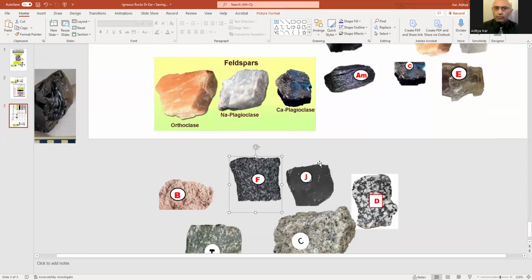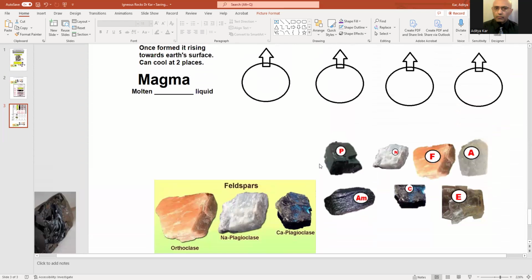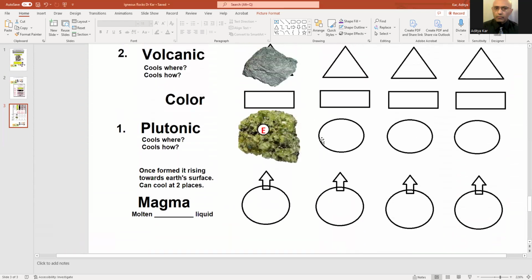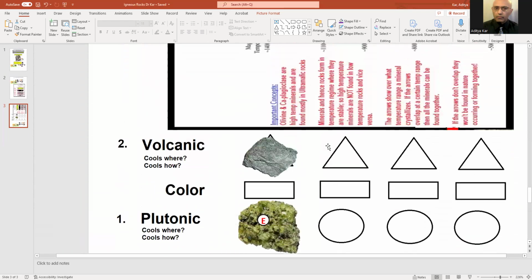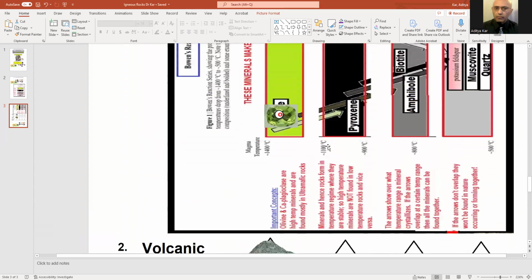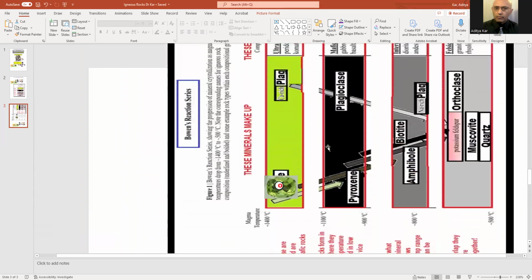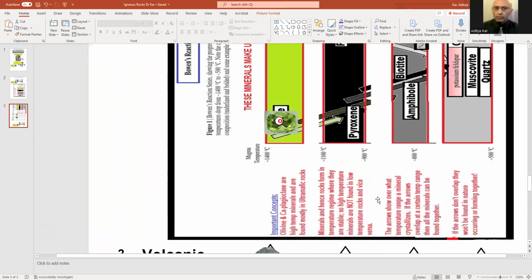Now look at this. If these are the dark rocks, they will go in here, and they are named gabbro and basalt. But now I can go up and see which minerals will be present in the gabbro and basalt, and they will be mostly pyroxene, plagioclase. You can have a little bit of olivine, maybe a little bit of biotite.